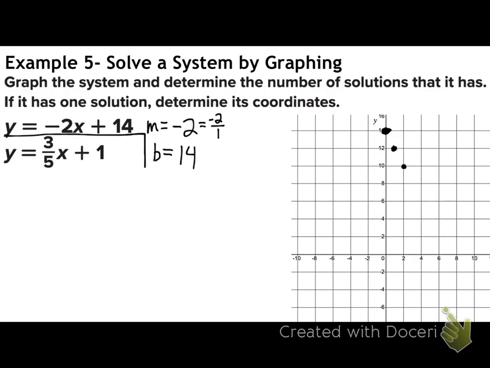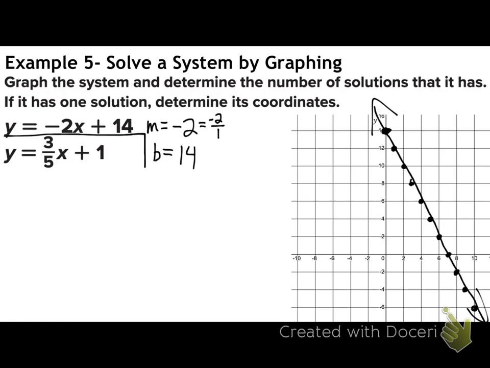Down 2, right 1. Down 2, right 1. We okay with how I got all my ordered pairs here? Yep. Connect your points with a line and put your arrows on your line. There's nothing constricting me to just stay in one quadrant or anything like that. I don't just need all positive values. We're just dealing with an equation, so it is going to extend forever and ever and ever.